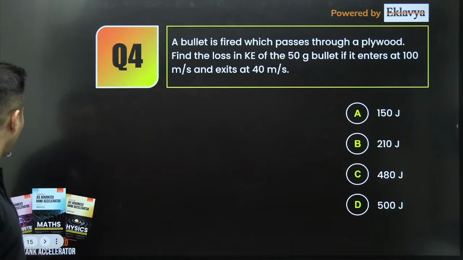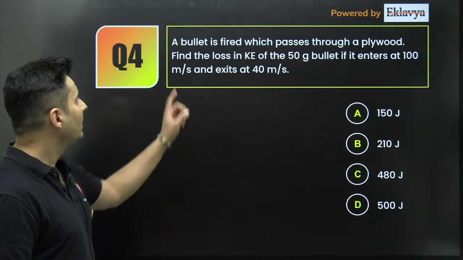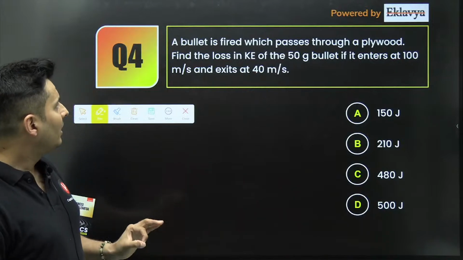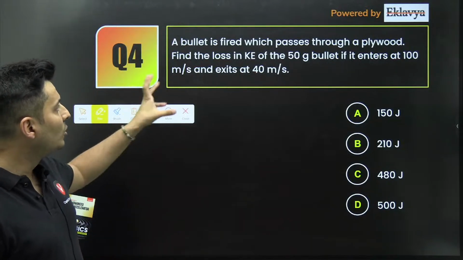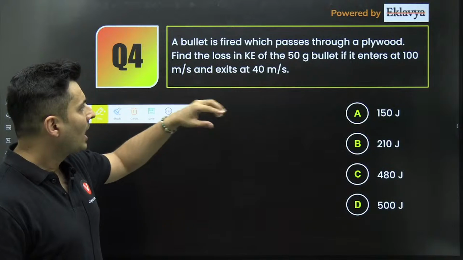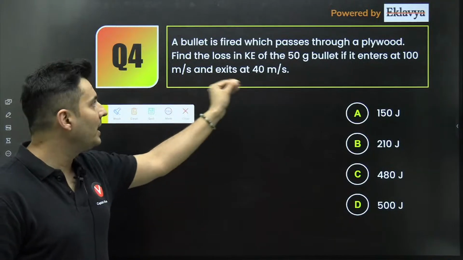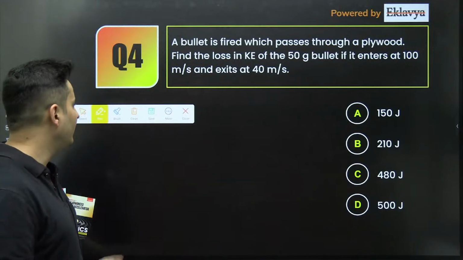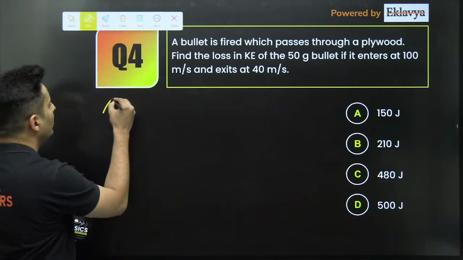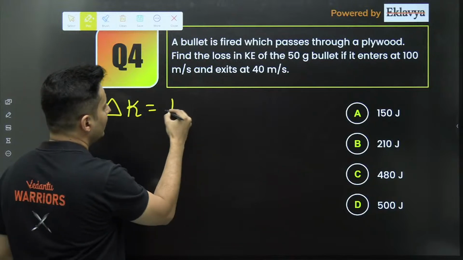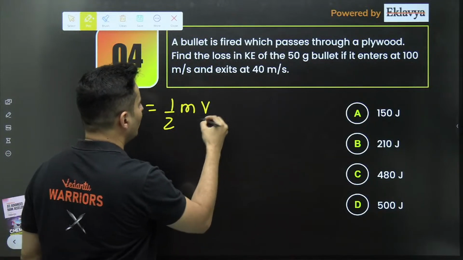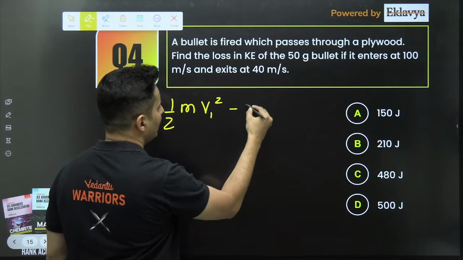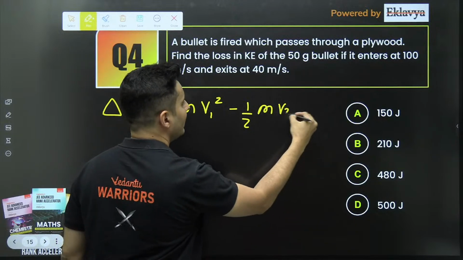Here it is. What does it say? It says basically a bullet is fired with some speed, and it loses some kinetic energy, and it enters with this speed and exits with this speed. Question is, find the loss of the kinetic energy. I mean, such an easy question, can you believe it? The loss of the kinetic energy is half m V1 square minus half m V2 square.